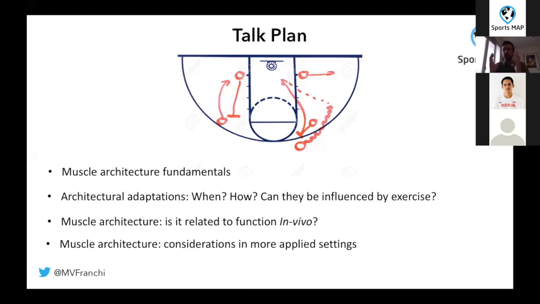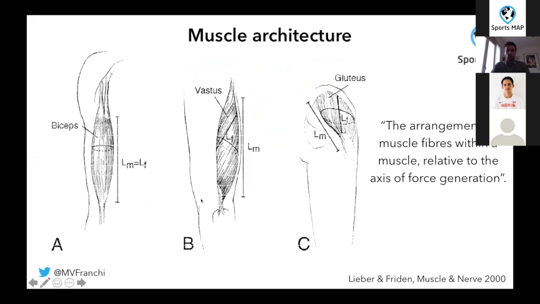Obviously, talking about muscle architecture in 25 minutes is impossible, so I will be touching on really few concepts. Unfortunately, I couldn't put in more than this, but let's see if I will be able to give a clearer picture. When we talk about muscle architecture, we talk about the arrangement of muscle fibers within a muscle, relative to the axis of force generation. Richard Lieber actually defines it as the structural property of whole muscles that dominates their function.